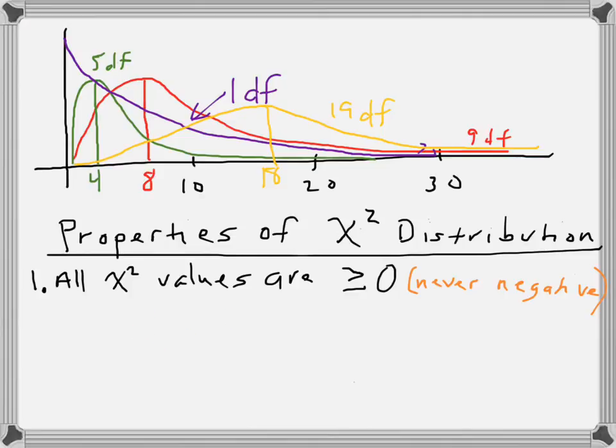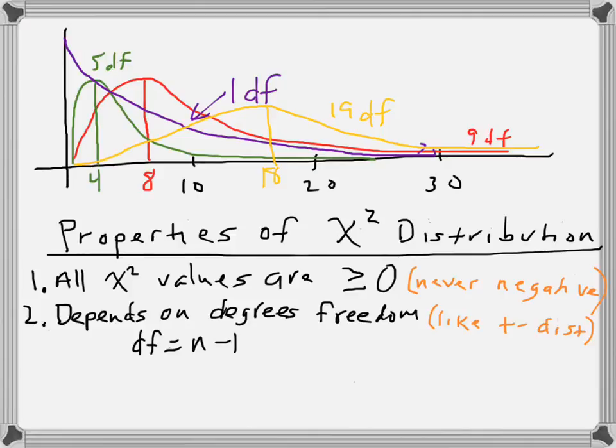I have skipped technically the definition of the chi-squared distribution because I just found that for the level of this class, more students were confused. So I'm just trying to get to the things that you really need to know without confusing you.